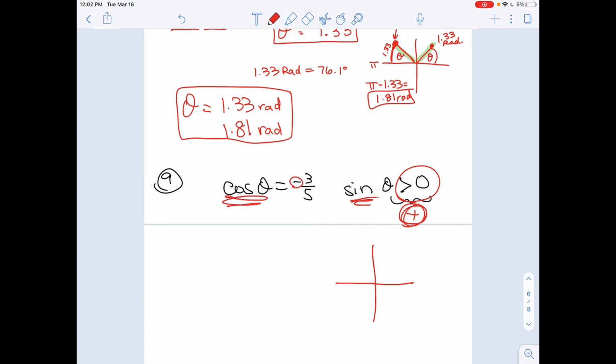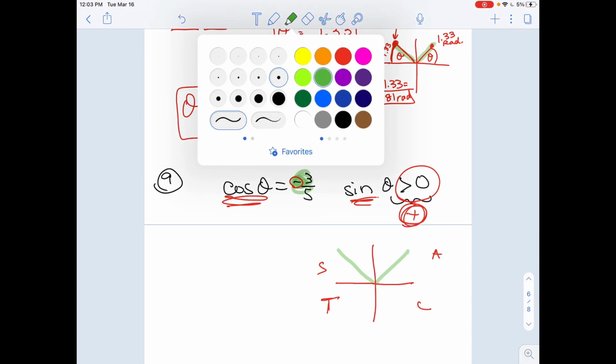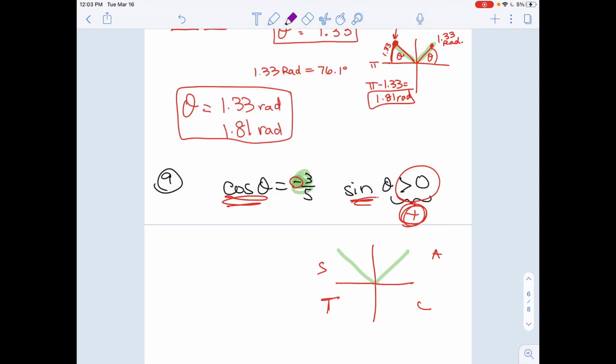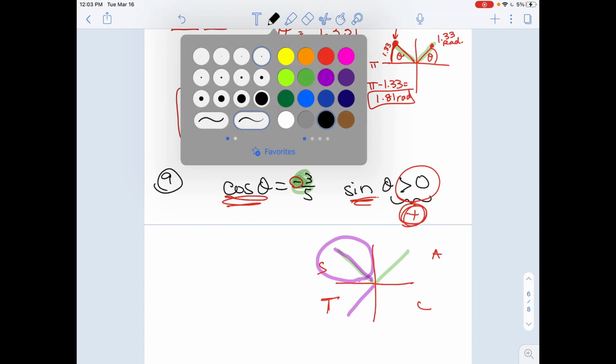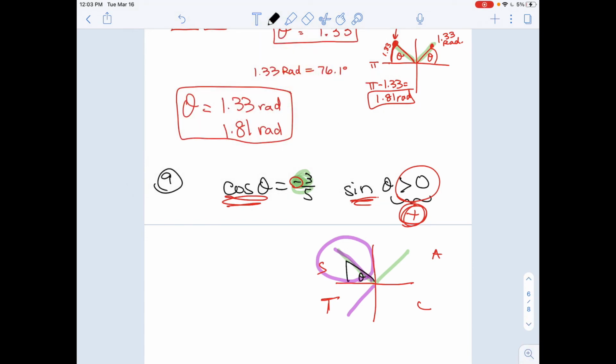So we're going to go ahead and plot that out. So let's find out which quadrant theta is going to be in first. So sine we know is positive in the first and second quadrant, right? Because all students take calc. So we know sine's positive in first and second. Where is cosine negative? Well, we know cosine is negative, we'll put this in purple, in the second and the third. So the second quadrant is where they both work. So we know theta is going to be in this second quadrant.